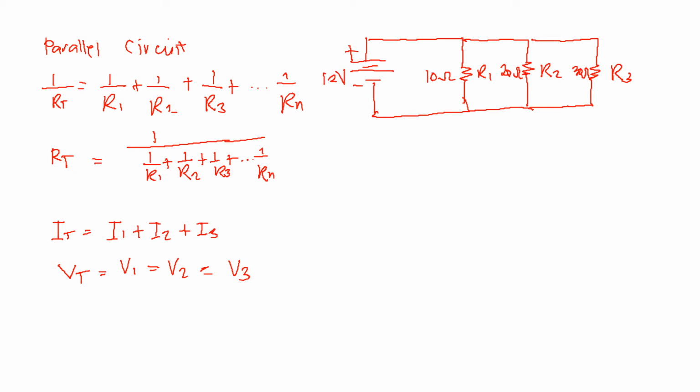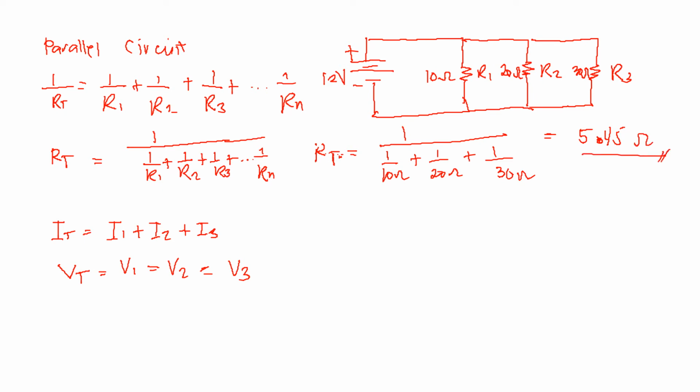Alright, so now let's first solve for the total resistance. The total resistance is equal to 1 over the quantity 1 over 10 ohms plus 1 over 20 ohms plus 1 over 30 ohms. With this, we get the value of approximately 5.45 ohms. So this is the total resistance value.